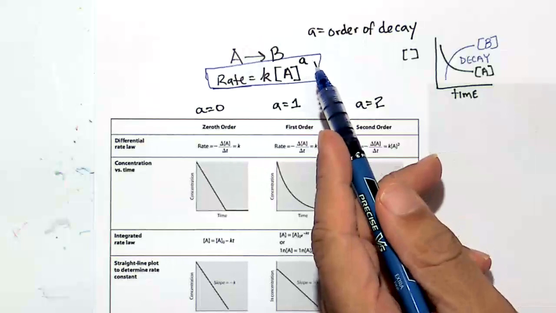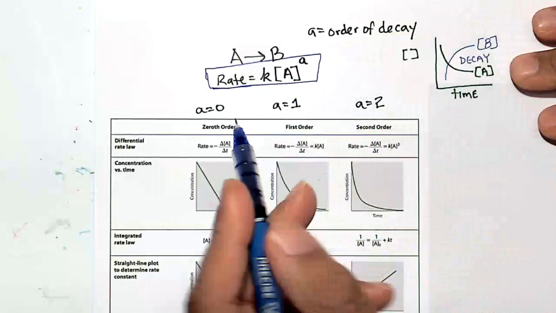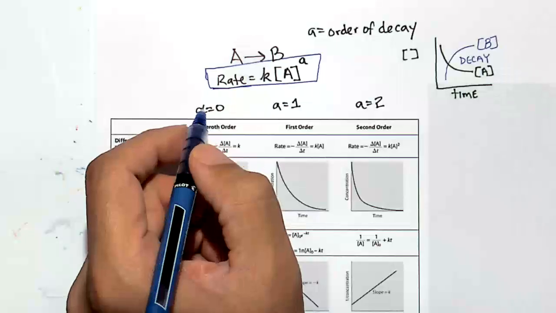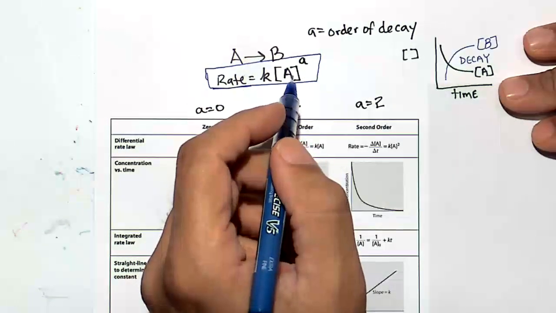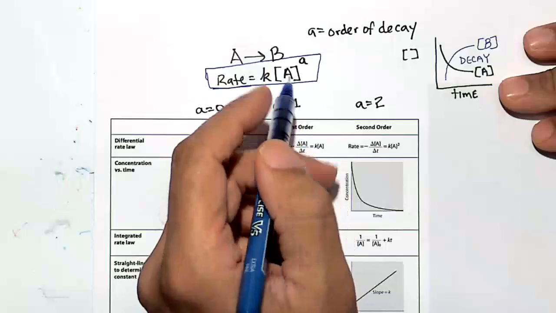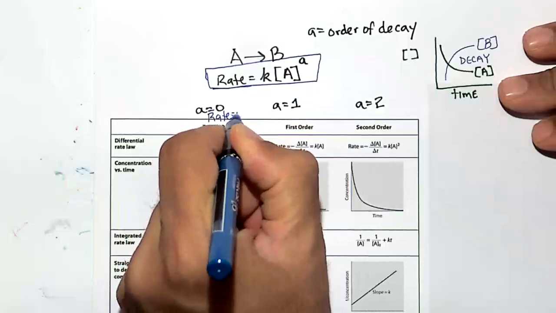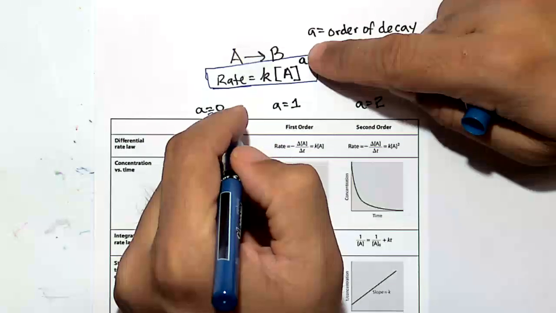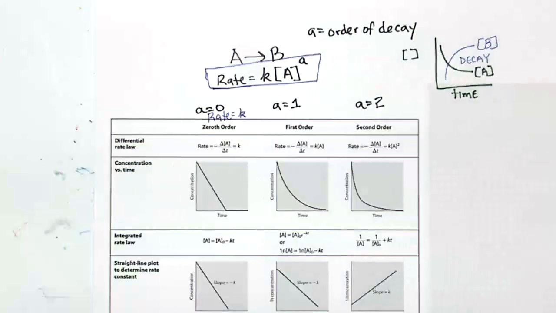Just for this reaction, with respect to the reactant A, there's only one reactant, so there'll be one decay. So if a is equal to 0, let's plug in 0 here. These are the equations down here. Anything to the power of 0 is 1. So reactant A to the power of 0 is 1, so actually the rate law is equal to K.